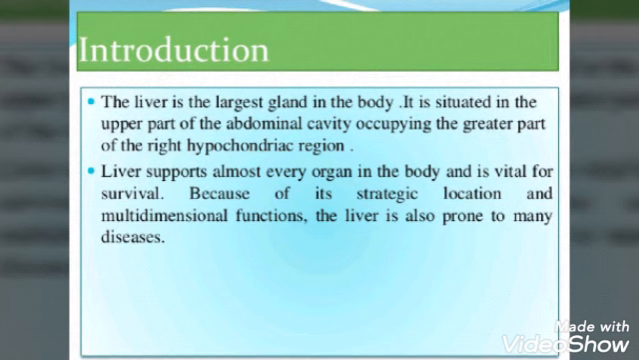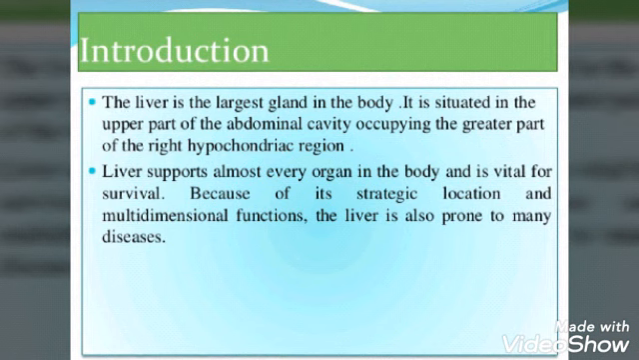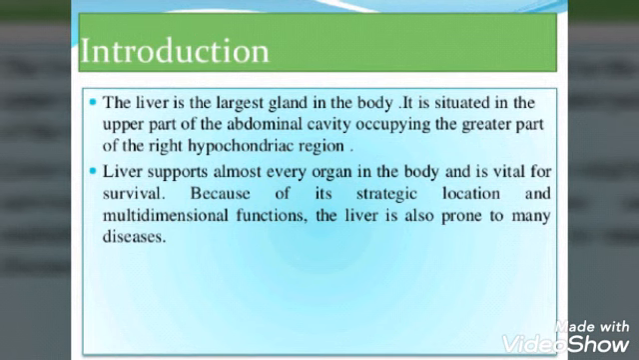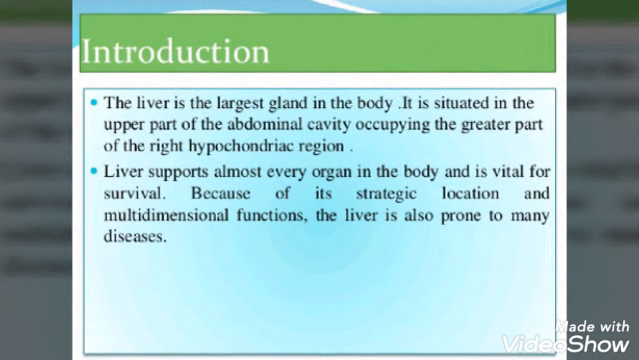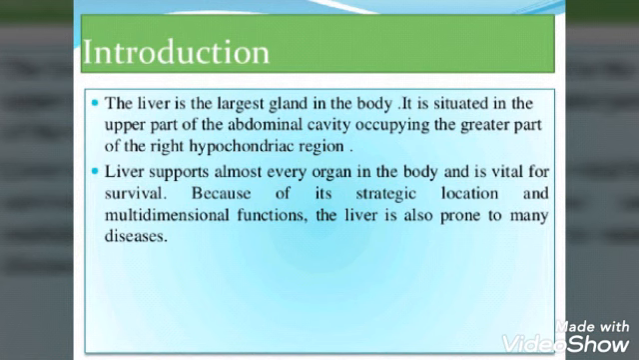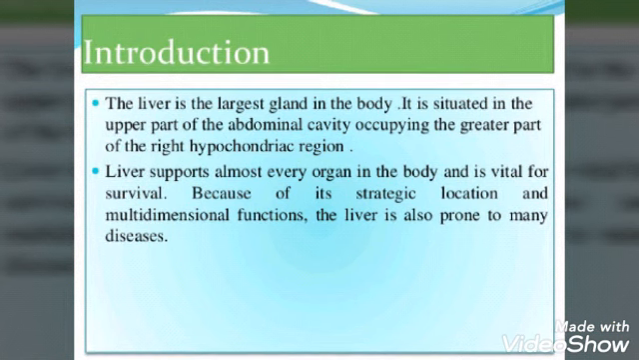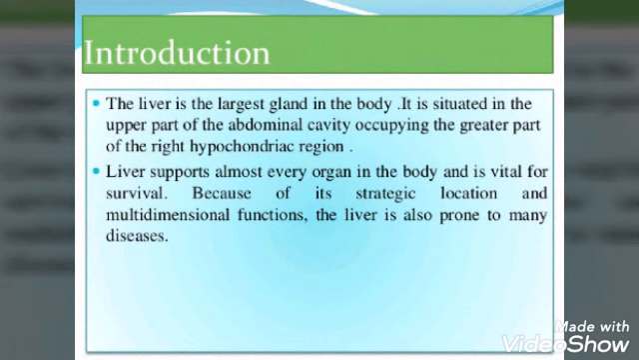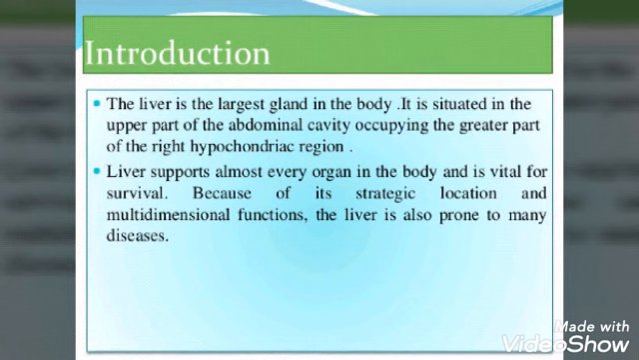The liver is the largest gland in the body. It is situated in the upper part of the abdominal cavity, occupying the greater part of the right hypochondriac region. The liver supports almost every organ in the body and is vital for survival. Because of its strategic location and multidimensional functions, the liver is also prone to many diseases.